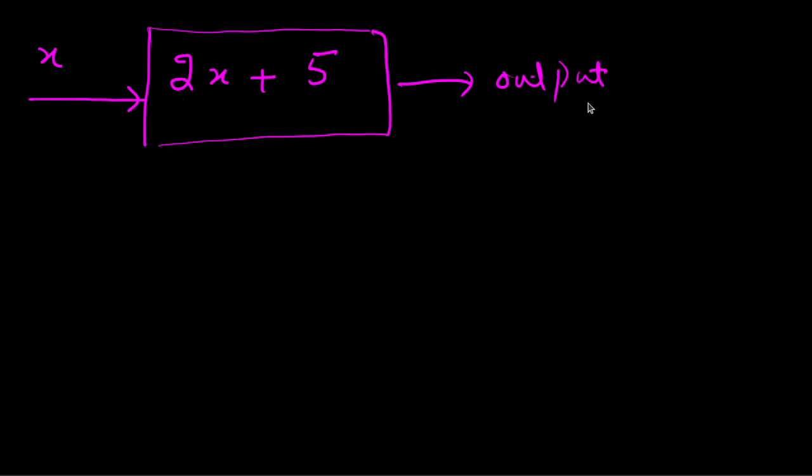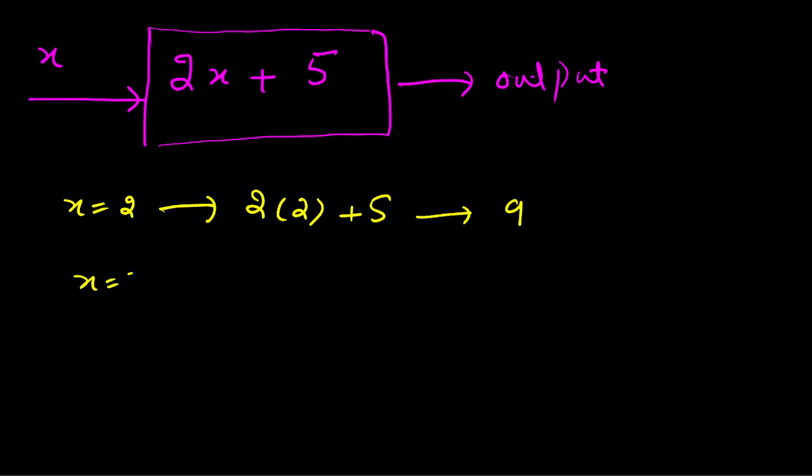So for example, if you take x equal to 2, so you put the number x equal to 2, this machine doubles it and then adds 5 to that. 2 times 2 is 4, 4 plus 5 is 9, so then it gives you 9 as your output. If you take x equal to, let's say, 3, this machine doubles it, 2 times 3 plus 5, and then gives you output. So 2 times 3 is 6, plus 5 is 11. So in this way the machine works.